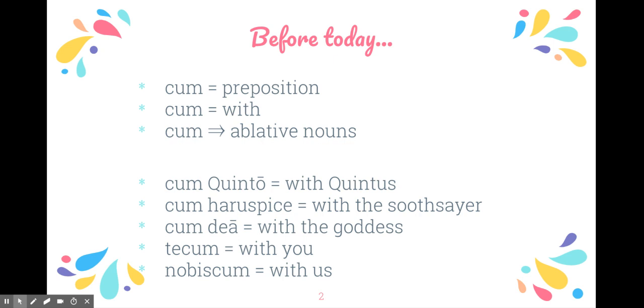Let's start out with what you knew before you started playing the screencast today. You knew that cum was a preposition. You knew that cum meant with. And you know that cum, as a preposition, is followed by ablative nouns. It's one of the prepositions that's in the SID space mnemonic device that you used to use.